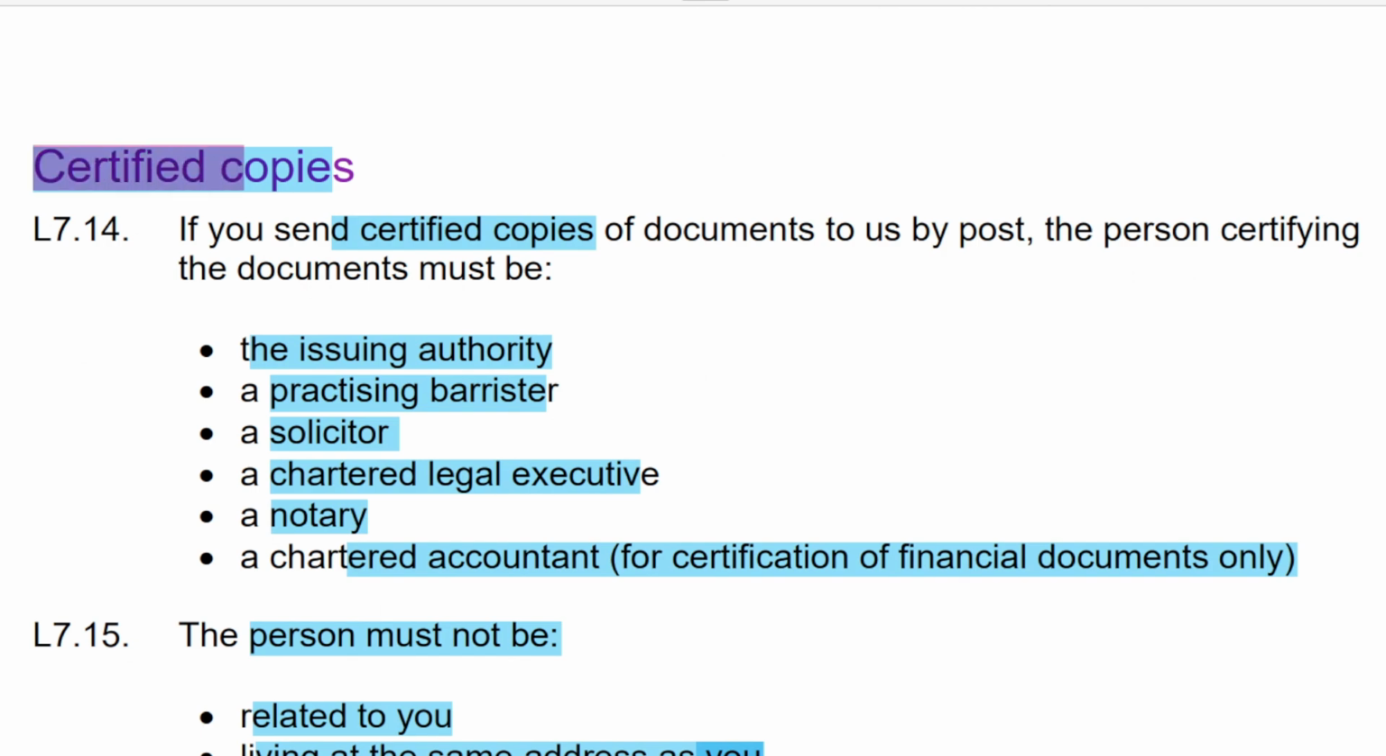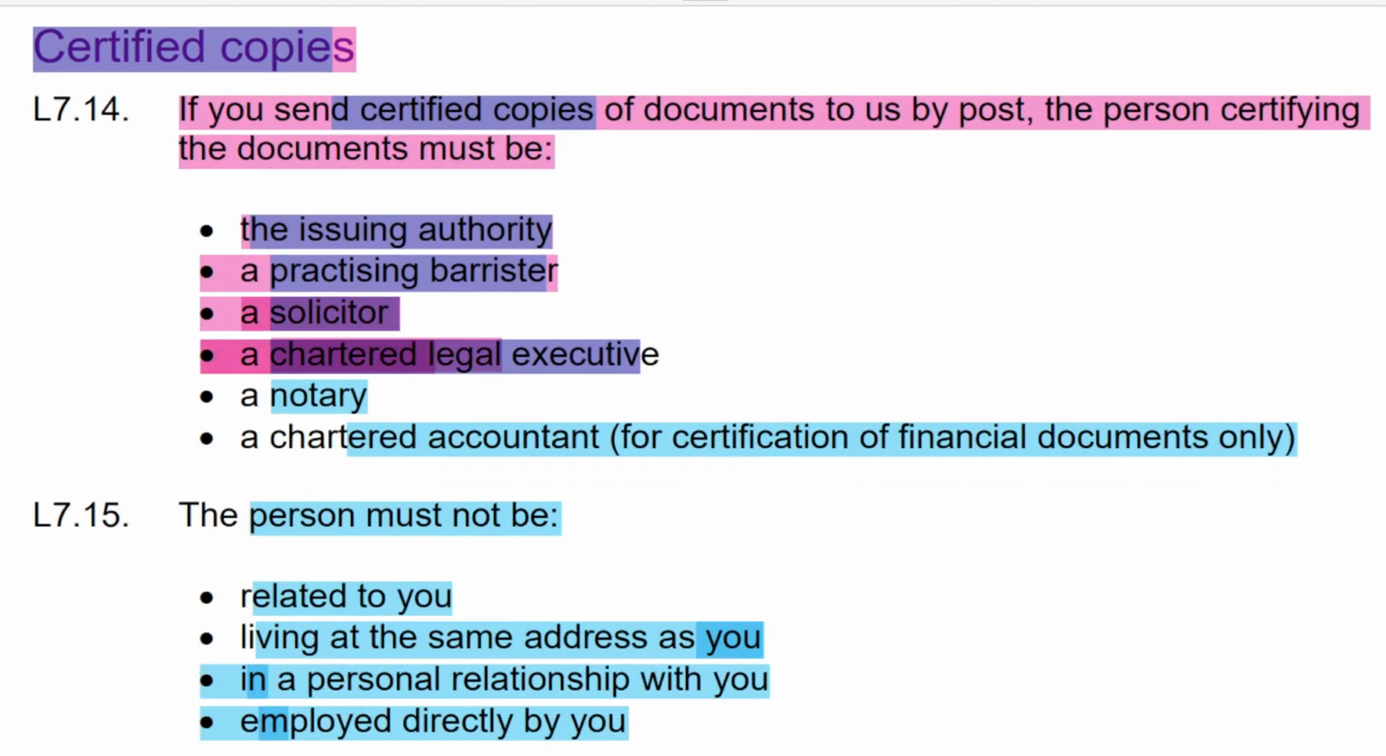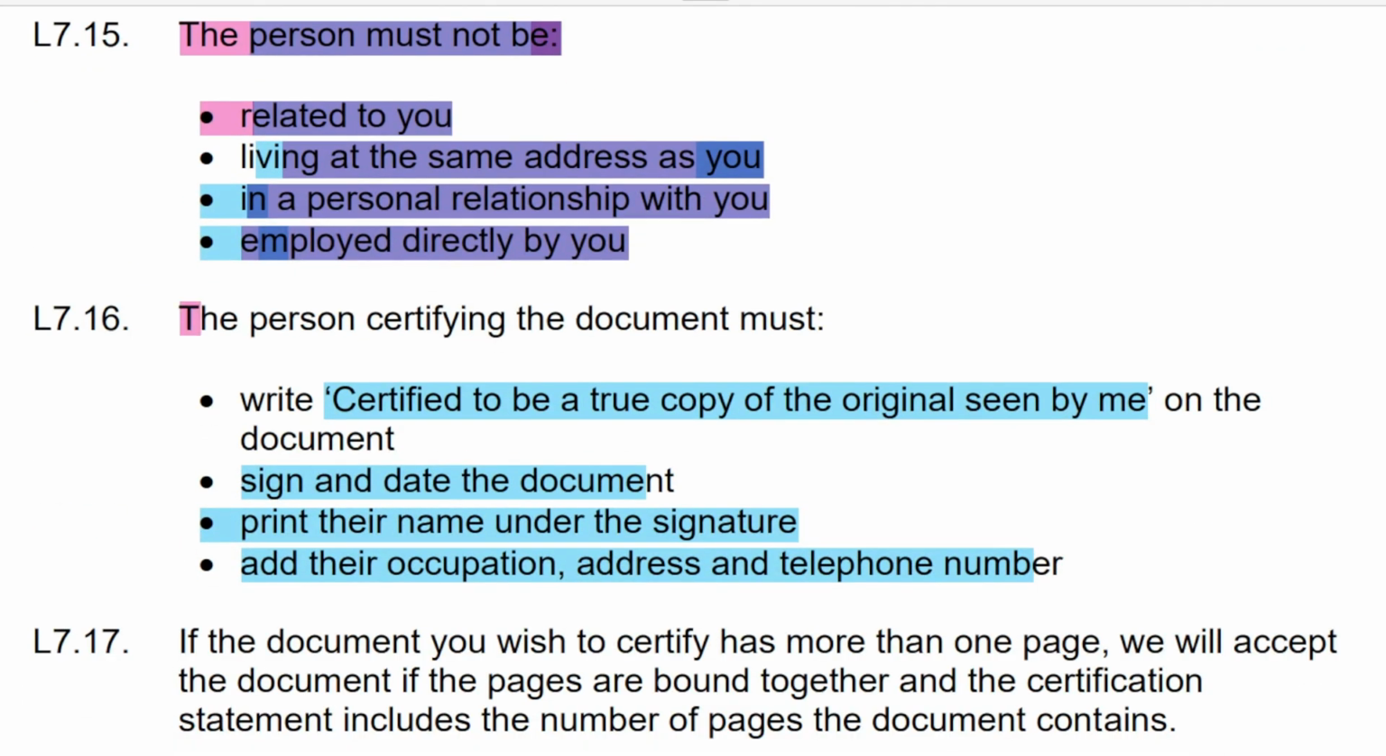Now let's discuss the certified copies. If you send certified copies of the documents by post, the person certifying the document must be an issuing authority, a practising barrister, a solicitor, chartered legal executive, a notary, or chartered accountant. The person must not be related to you, living at the same address as you, in a personal relationship with you, or employed directly by you.